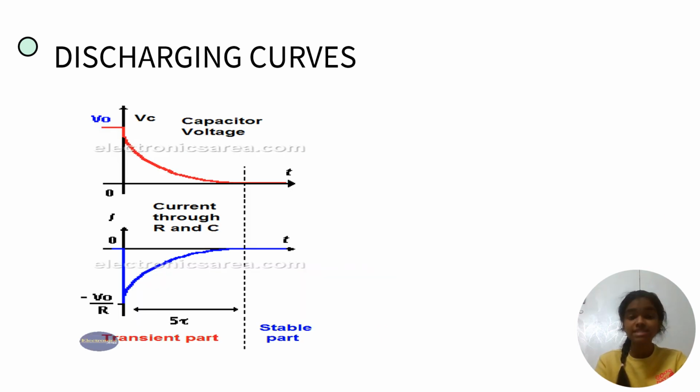Now, in discharging, these are the curves. V0 and tau, capacitor voltage and time: it is an exponential decrease. In the initial condition it is maximum, and at the final condition it becomes zero. Final condition in the sense that time is reaching infinity. And in this curve, this is current versus time. Current is initially negative, maximum, and it is decreasing. Exponential changes are happening there.